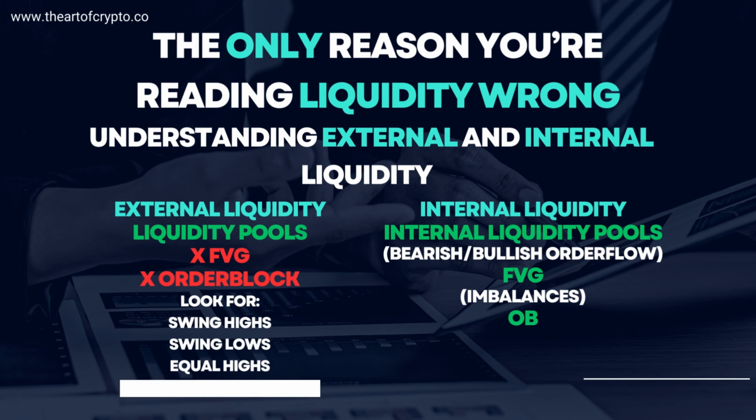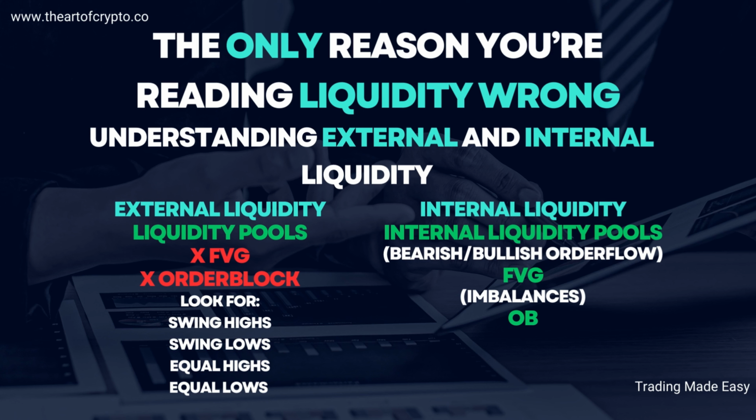So this entire text here is 90% to 95% of the reason why you are reading liquidity wrongly. And that all boils down to your misunderstanding of what is external liquidity and what is internal liquidity. It's a thing that you need to understand. External liquidity is for determining bias and direction, while internal liquidity is for execution.